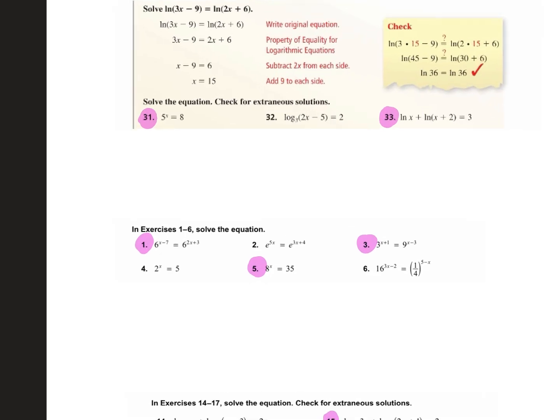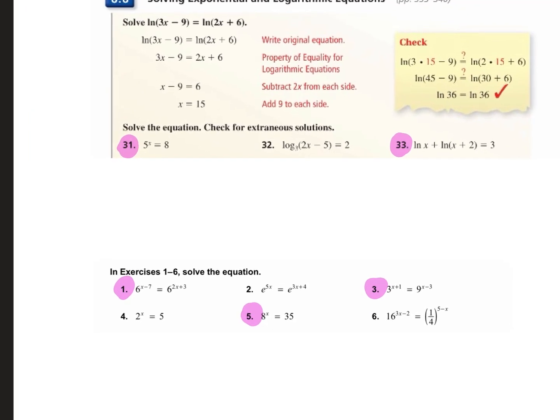All right, we're going to solve. What is the beauty of solving? You get x equals. What can you do with that? You can plug it in. You guys have a calculator. You can plug it in.